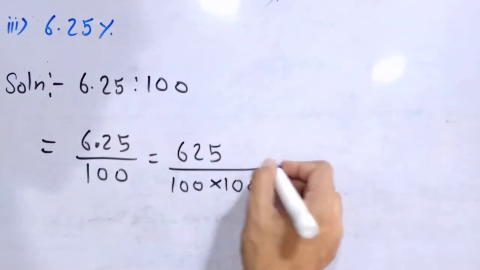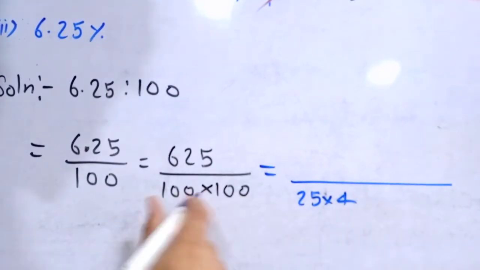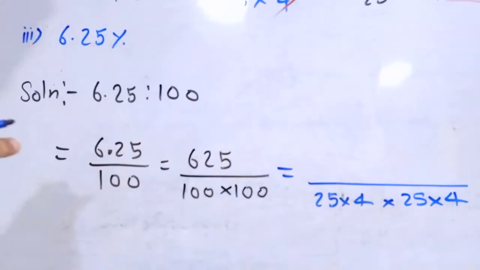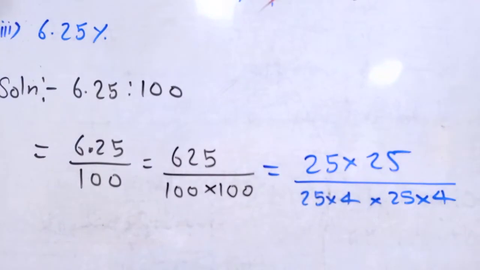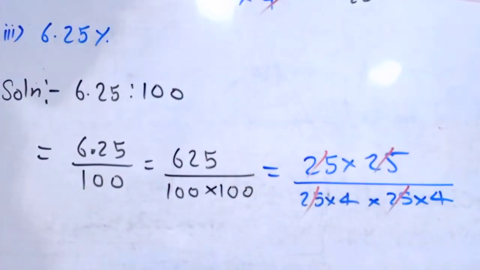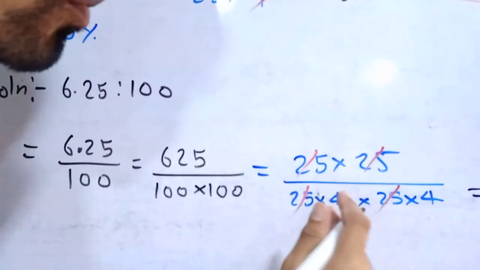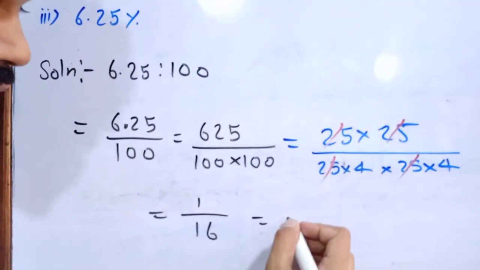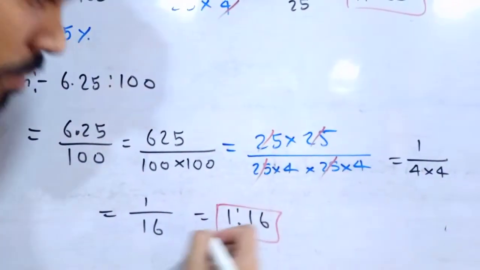Now just do the factorization of it. As we learned, 25 into 4 for the first 100 and 25 into 4 for the second 100. And if you remember, 625 is the square of 25. So we can cancel this 25 from here and this one from here. What remains? In the numerator we have 1, and 4 into 4 in the denominator. So it will become 1 upon 16. We can write 1 is to 16 as the answer.